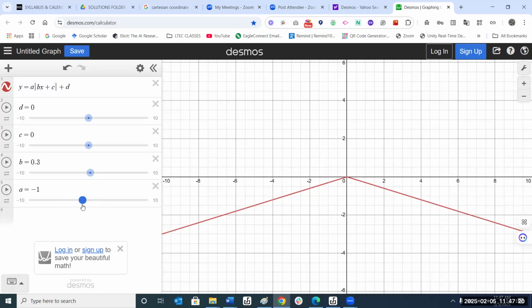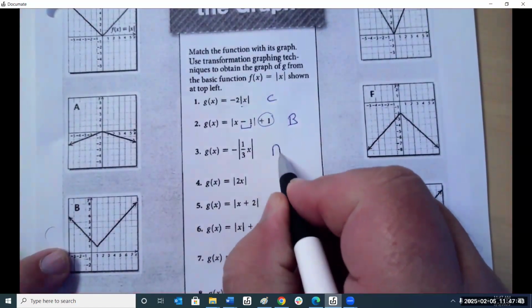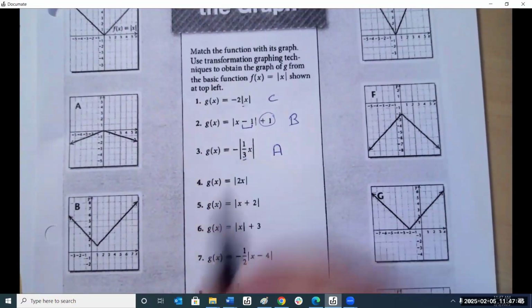So what that means, we know it has to point down, but because the coefficient of x is a fraction, that means it's a horizontal stretch. That means it has to be very close to the x-axis. Which number is that? A. So that one is A, because it happens inside and it's a fraction.